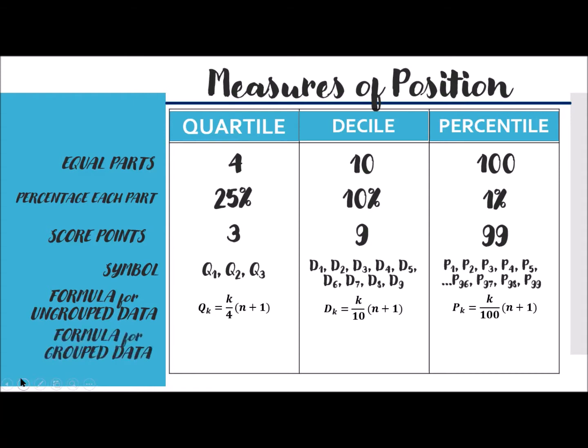At gayon din sa grouped data. Okay, we will have Q sub K is equal to lower bound plus the quantity Kn over 4 minus the cumulative frequency below, all over the frequency of the quartile class, times the interval. Later on, I will discuss how we are going to do it. Gusto ko lang ipakita na gayon din katulad dun sa ungrouped data, pagdating sa grouped data, yung over 4, magiging over 10 yan sa decile, at pagka percentile, magiging over 100. Okay, so let's start.